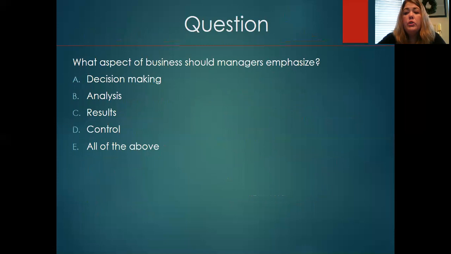So first question, what aspect of business should managers emphasize? A, decision-making, B, analysis, C, results, D, control, or E, all of the above?